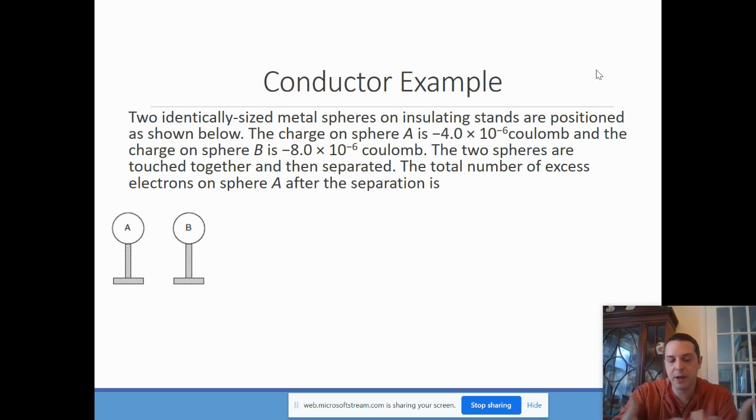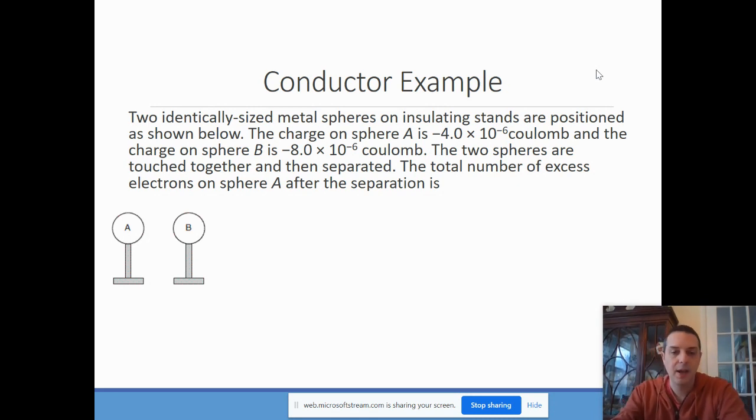Now the two spheres are brought into contact with each other. The moment that they touch, they're going to act as one total surface, and the total charge that's there is going to distribute over both of them. What we want to figure out is after they touch, how much charge and how many electrons are on sphere A. It'll be the same as what's on sphere B. So let's go through this piece by piece.